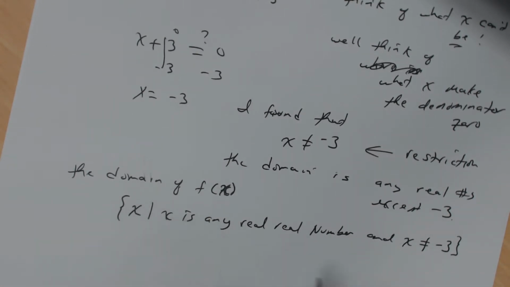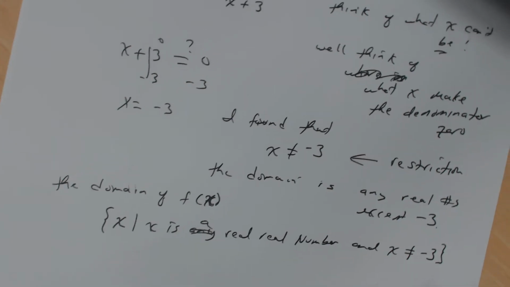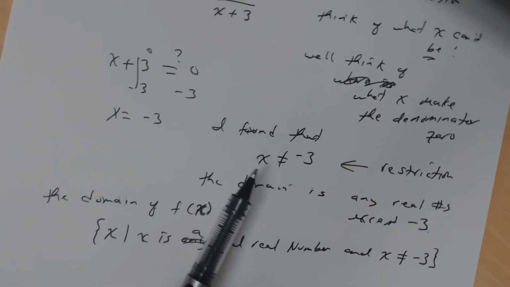Negative 3. But this is how you want to write it, though. The set of x's such that x is any real number, or is a real number. It doesn't matter. Any real number, and x cannot equal negative 3. All right, so again, let's review this.